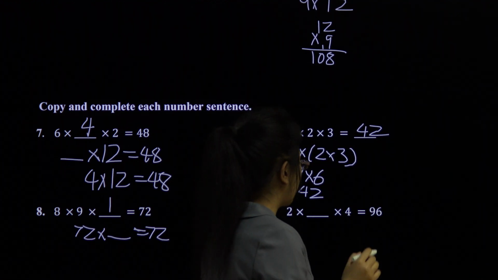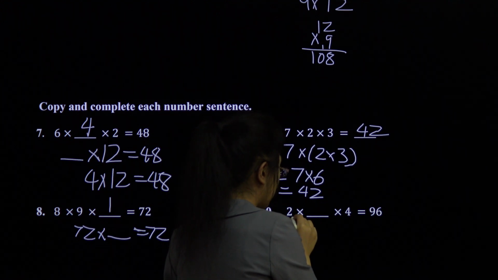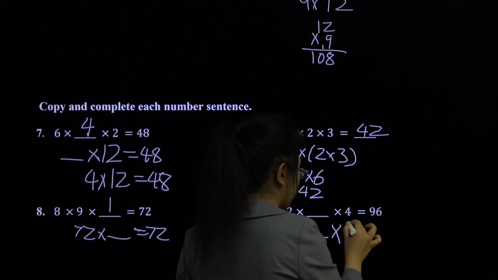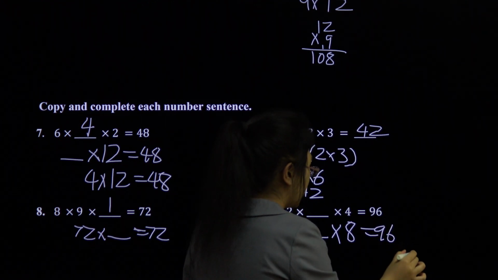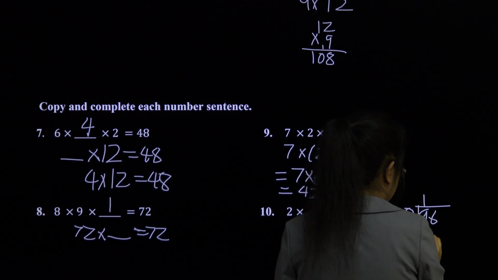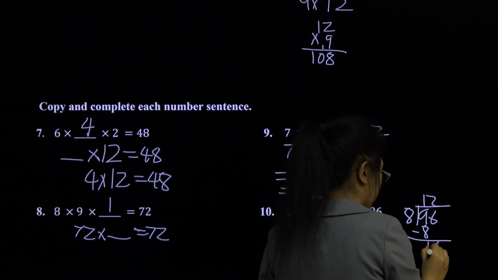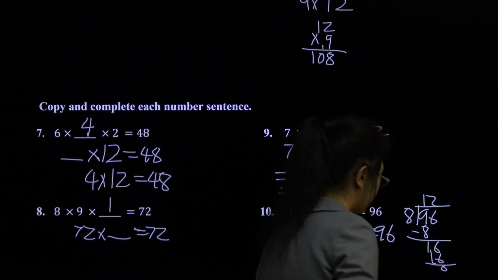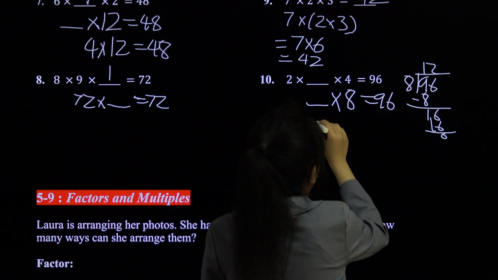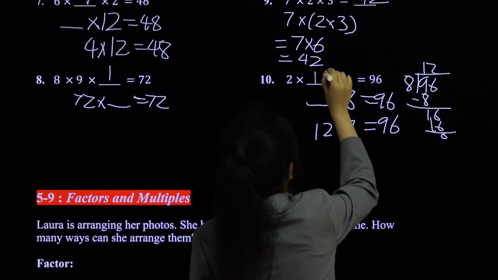2 times something times 4 equals 96. 2 times 4 equals 8, so something times 8 equals 96. 96 divided by 8 equals 12. Therefore, 12 times 8 equals 96. The missing number is 12.